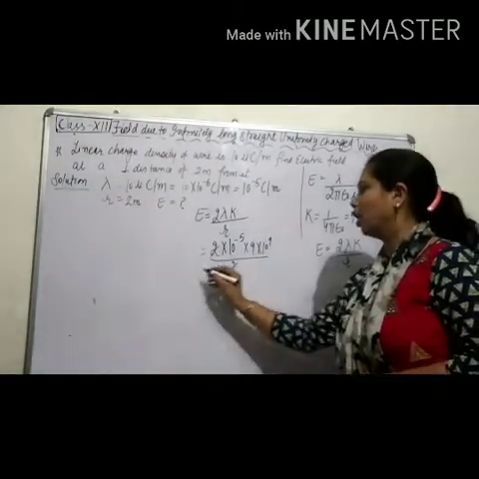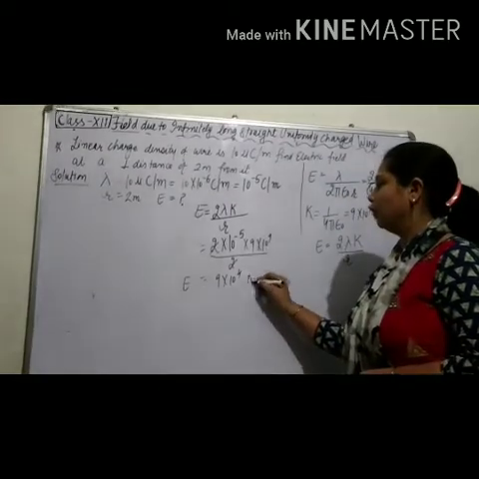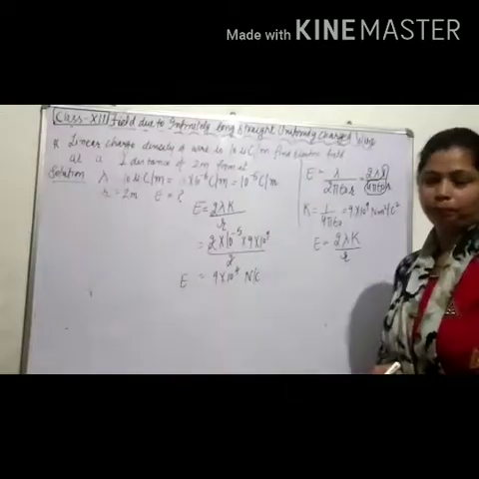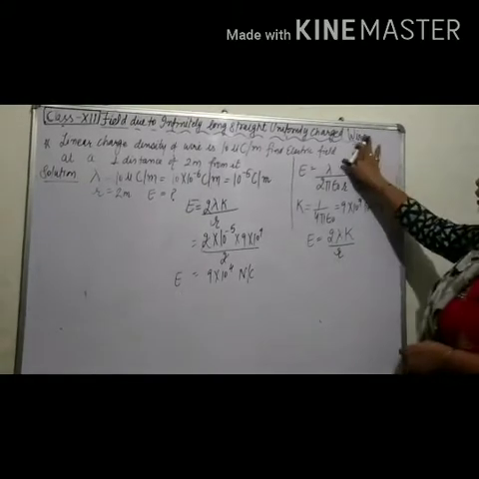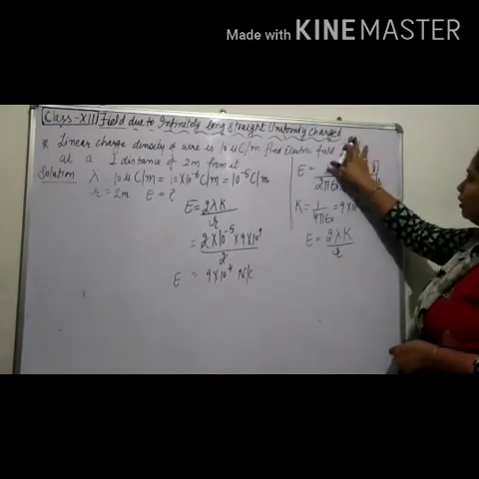We are finding out electric field, so its unit will be Newton per coulomb. It was all about the numerical. We have done it for wire. Now I will change the topic.